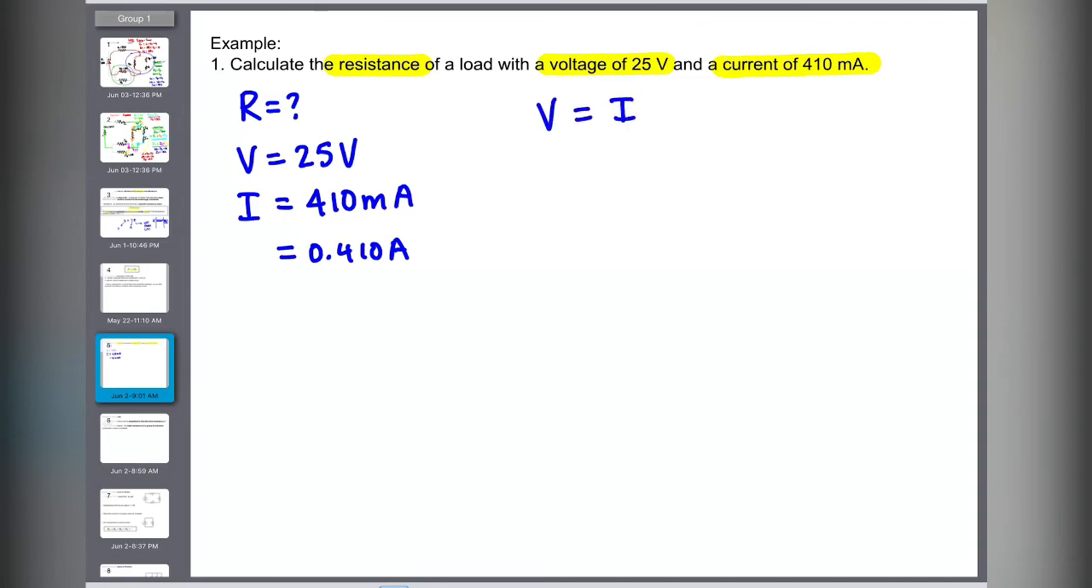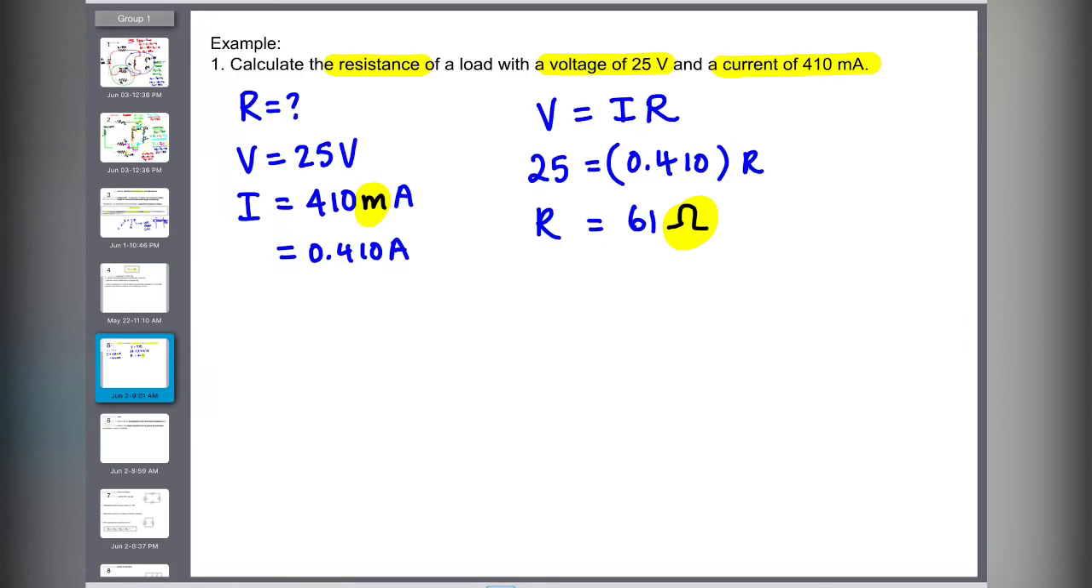The equation is V equals I times R. 25 equals 0.410 times R. Rearrange the equation for R. So 25 divided by 0.41 worked out to be 60.9756. Let's check, I need 2 sig figs, so 61 ohms. I guess the only thing tricky is, do you remember the unit is ohms? The other thing is, do you remember to convert it into SI units?